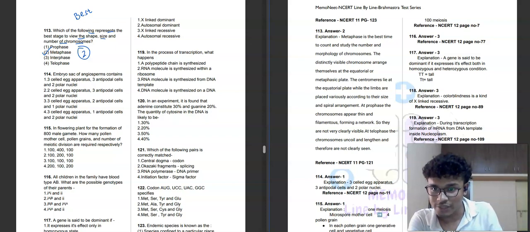Embryo sac of angiosperms contains: 3-cell egg apparatus, 3 antipodal cells and 2 polar nuclei; 2-cell egg apparatus, 3 antipodal cells and 2 polar nuclei; 3-cell egg apparatus, 2 antipodal cells and 1 polar nucleus; 3-cell egg apparatus, 1 antipodal cell and 2 polar nuclei.